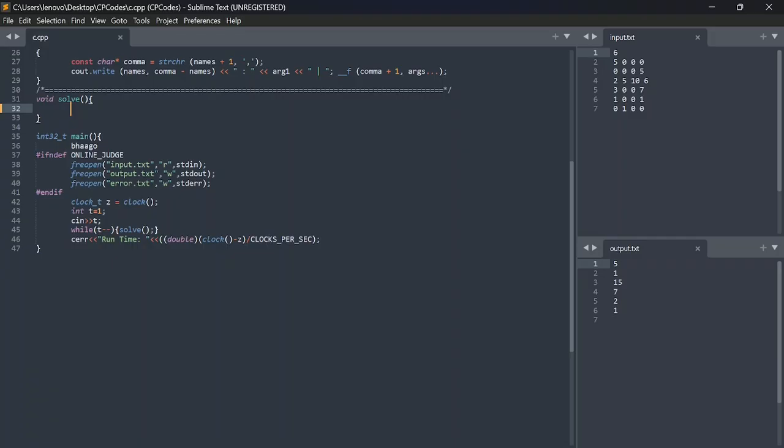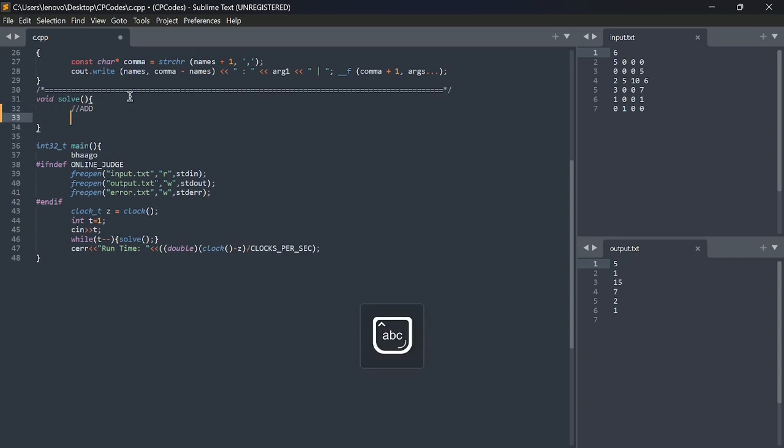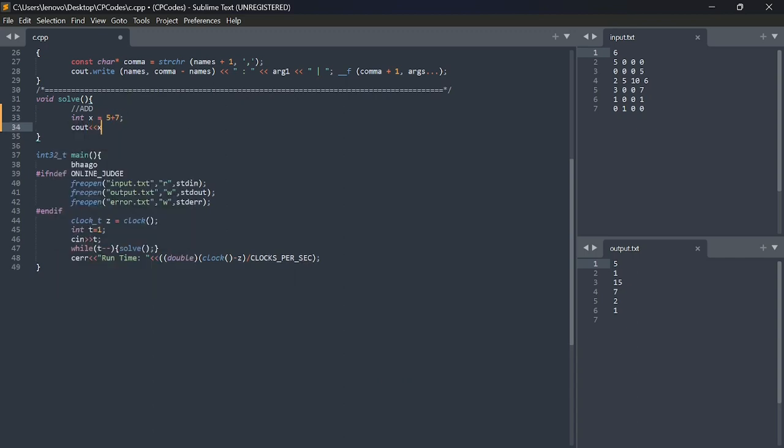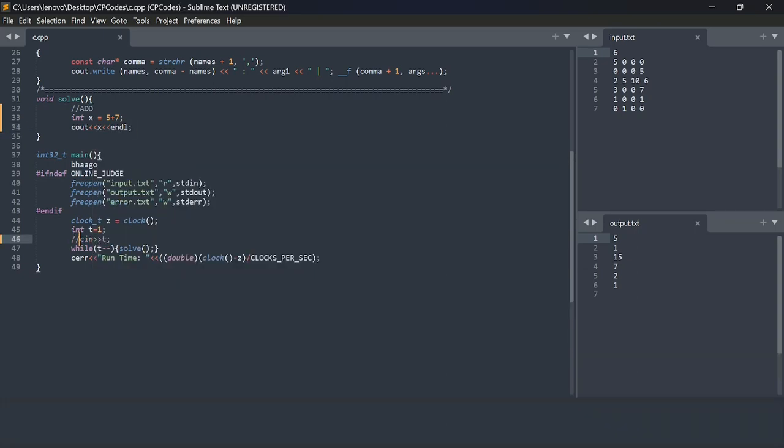Let's take our very first operation, that is addition. So int x is equal to 5 plus, let's say, 7. If I print x, you will see that I'll be getting 12. So it's right. What if I multiply these two? I'm getting 35. What if I divide these two? I'm getting 0 because 5 is obviously less than 7.